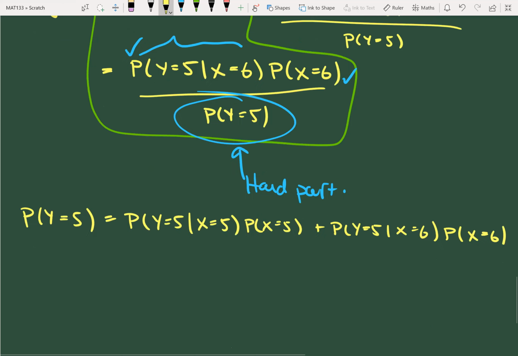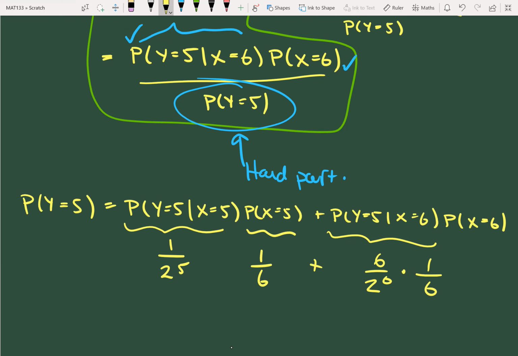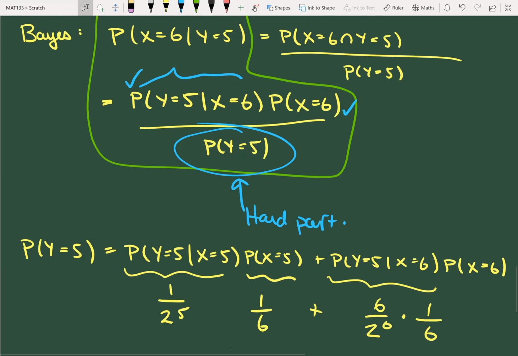So you can say, what is the probability that you flip 5 heads on 5 flips? That's 1/2 to the fifth times the probability that x equals 5, which is just 1/6. And then the probability that y equals 5, given that x equals 6, we just computed that, times the probability that x equals 6. And so we have all the numbers now. You just have to plug everything in and see what the answer is. Does that make sense?